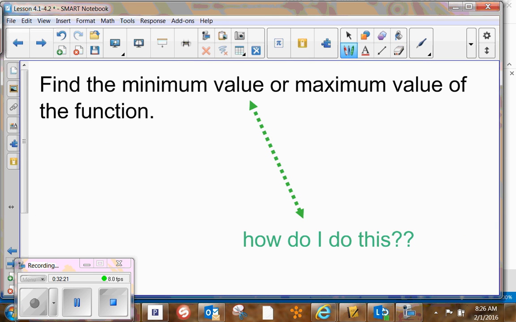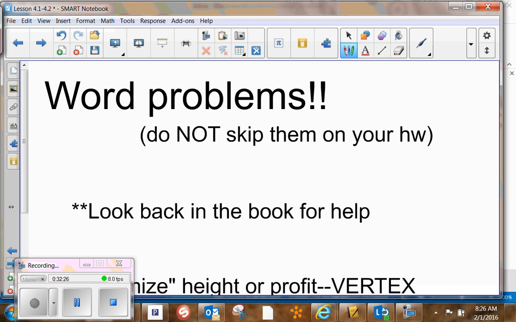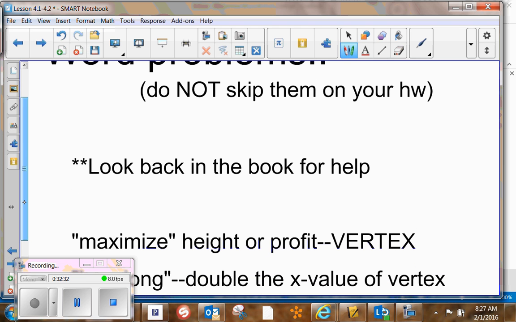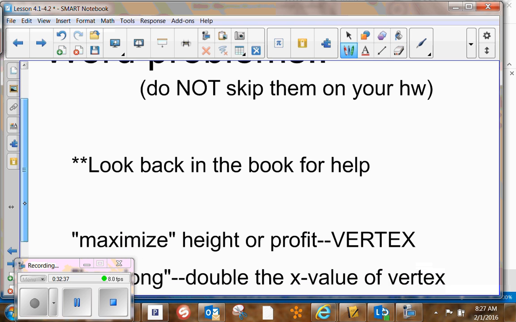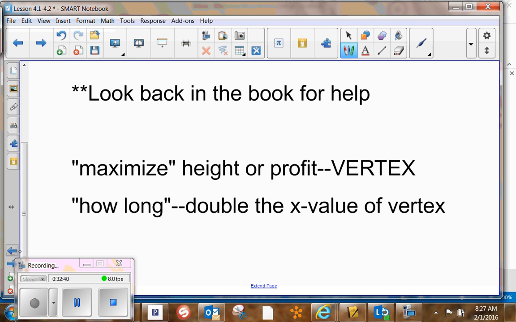Finding the minimum value or maximum value of the function, we know how to do that. There are word problems in your homework. But let me tell you about this deal. When you have a word problem, the word problem is just going to give you a formula. And when it asks to maximize the profit, or to maximize something, then you're finding it literally from an equation.